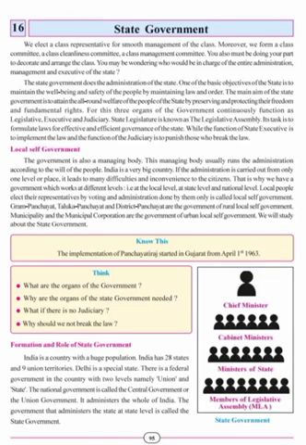Today I will explain to you chapter 16 of Social Science grade 7, that is of Social and Political Life. The name of the chapter is State Government. Let's head towards the chapter.